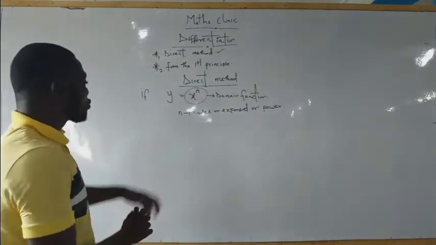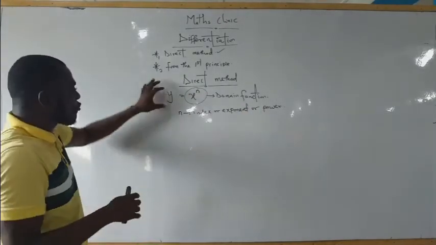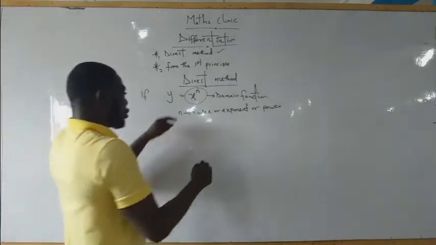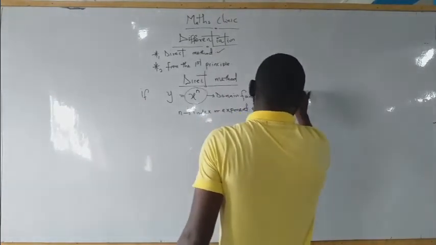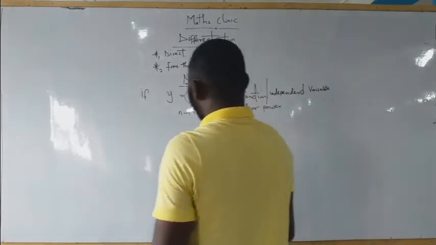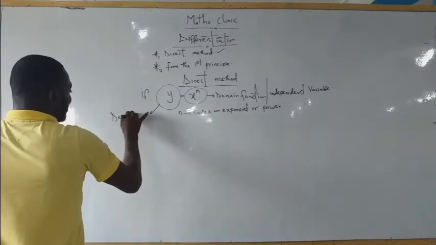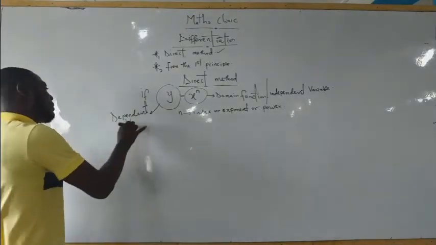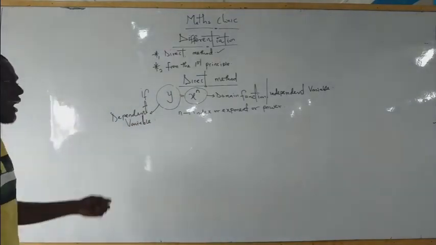So when you have y equals x raised to power n, x raised to power n is what we call the domain function of y, or you call it the independent variable. Y is the dependent variable. Take notes: y is the dependent variable, while x is the independent variable.